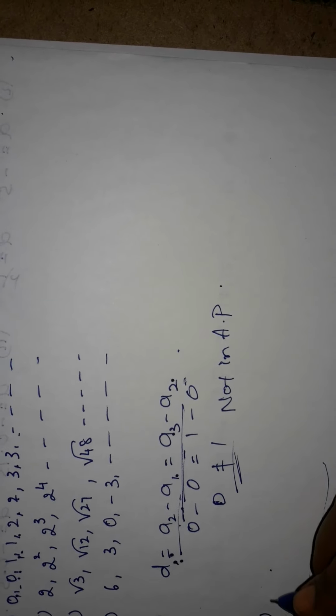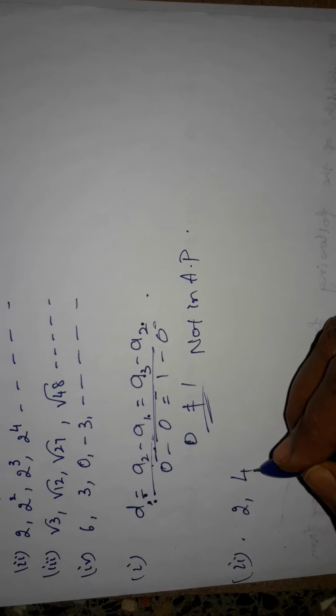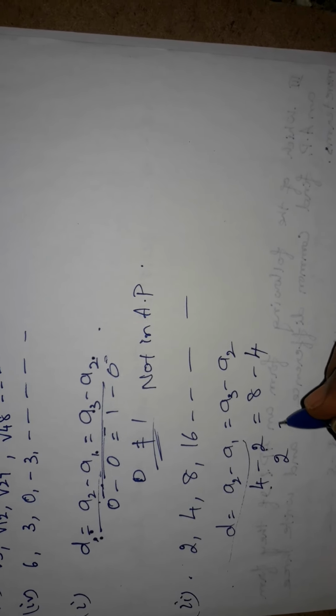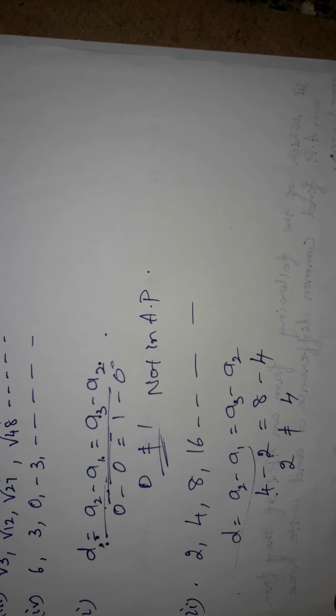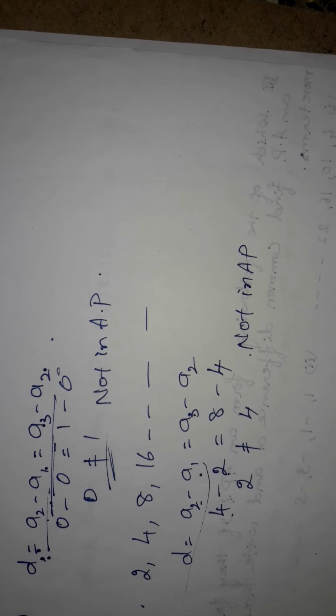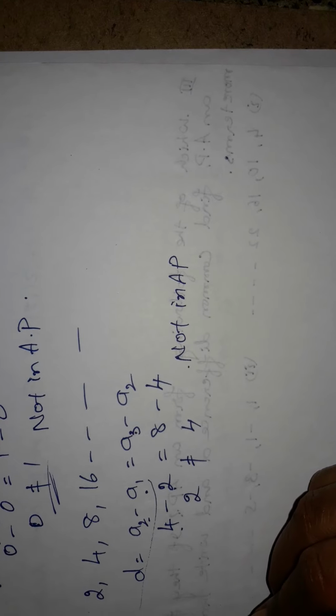Next, second one. 2, 2 square 4, 2 cube 8, 2 to the power of 4, 16, like this. Same formula we have to use. A2 minus A1 equals A3 minus A2. Here A2 is 4, A1 is 2, A3 is 8, A2 is 4. 4 minus 2, 2. 8 minus 4, 4. So it is also not in AP. If it should be in AP, it should satisfy this equation, A2 minus A1 equals A3 minus A2. That means the common difference should be the same.